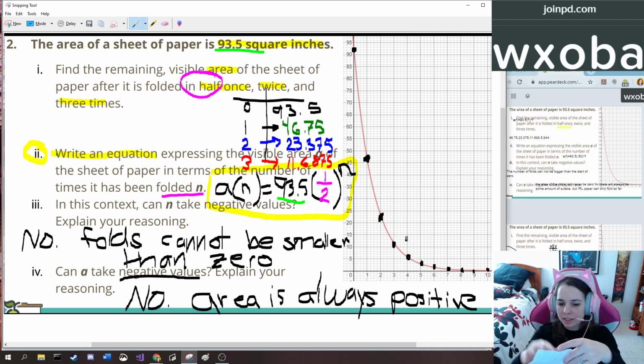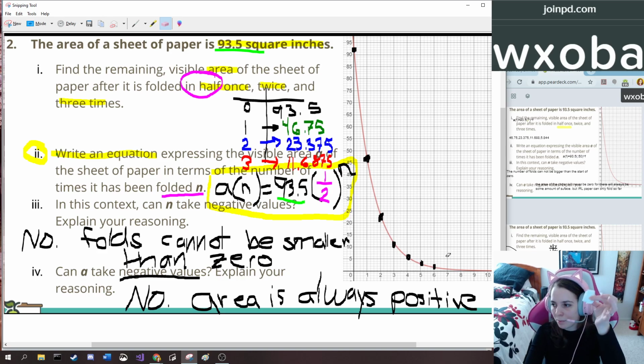So here's 1, 2, 3, 4, 5, 6, and 7 is pretty much you can't do it. So this graph in real life would be best represented by these points here, 1, 2, 3, 4, 5, 6, because 6 is about how much you can fold a paper in real life.